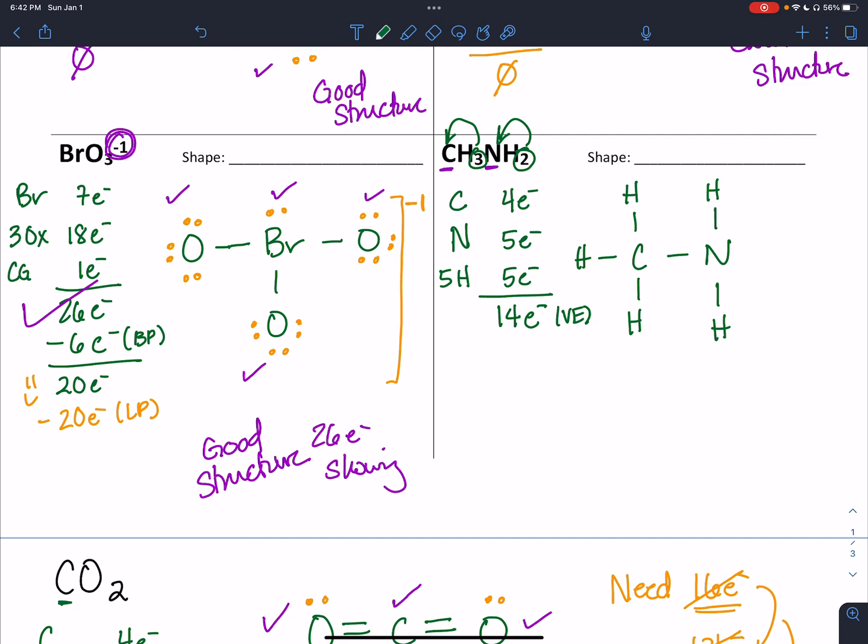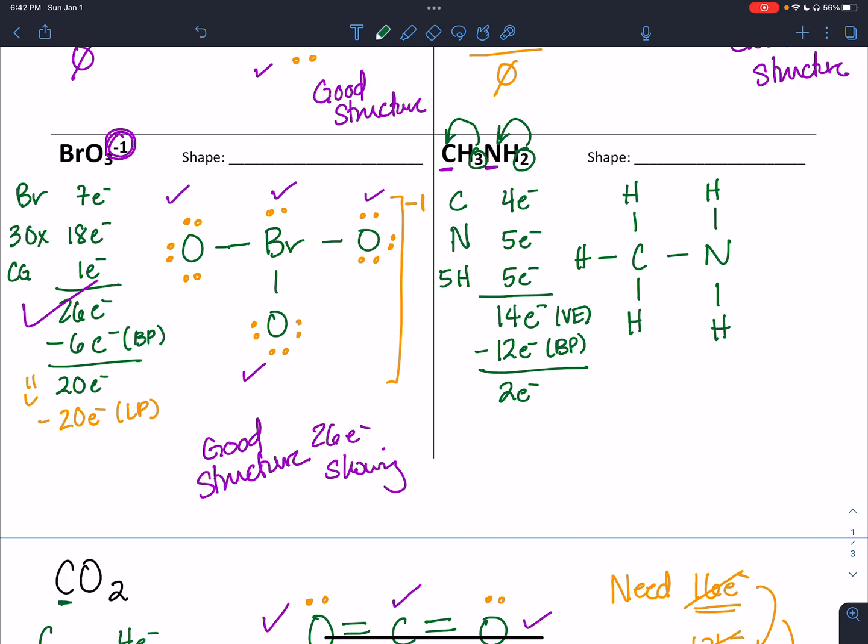Okay? All right, so I've got 1, 2, 3, 4, 5, 6 bonds within my skeleton structure. Each has 2 electrons, so that's 12 electrons that I used in my bonding pairs. So I've got 2 electrons left. Wow, I don't have very many left. Let's see how it goes here.